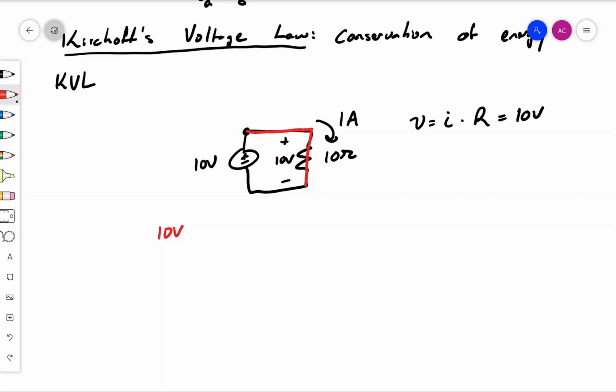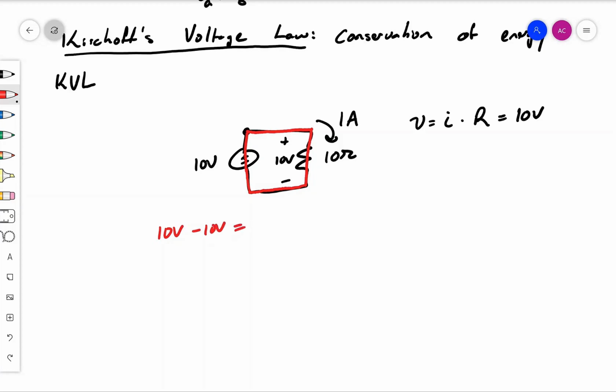Okay, so now we've got that 10 volt drop. We'll keep going. This wire doesn't add anything because it's just a wire. It's a perfect conductor. And then here, we're entering at the negative on this voltage source, and then coming out the positive. So that will be a 10 volt rise. Okay, so then we have minus 10 volts.